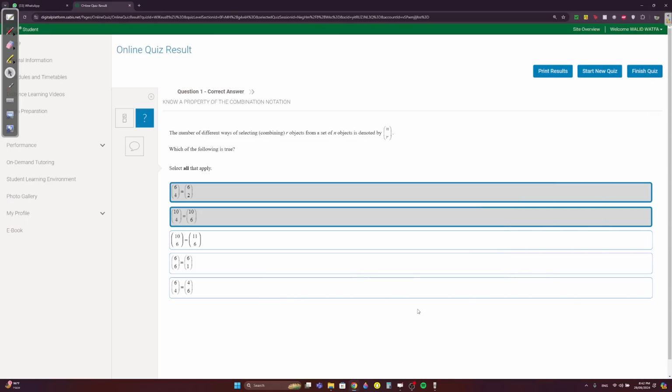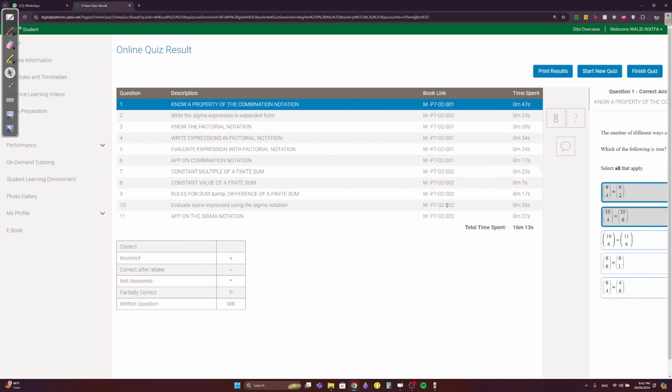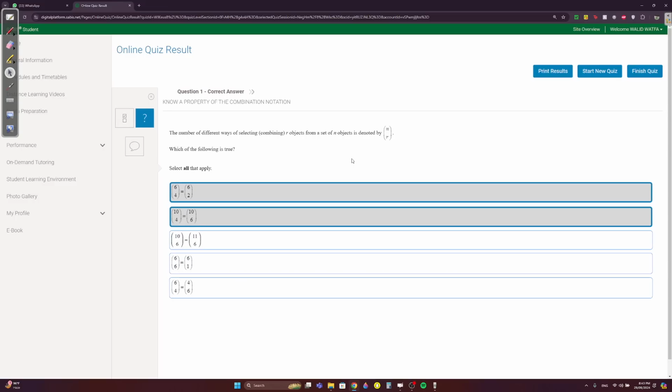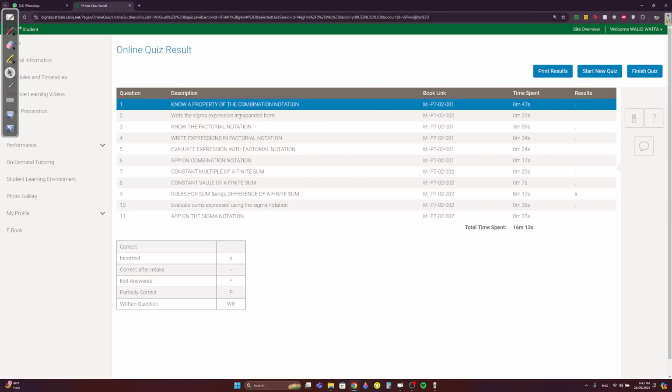Okay, welcome to your first math AMS of the year. Of course, last week was the diagnostic, so it was relaxed. Okay, this week you have combinations, you have sigma, you have factorials.